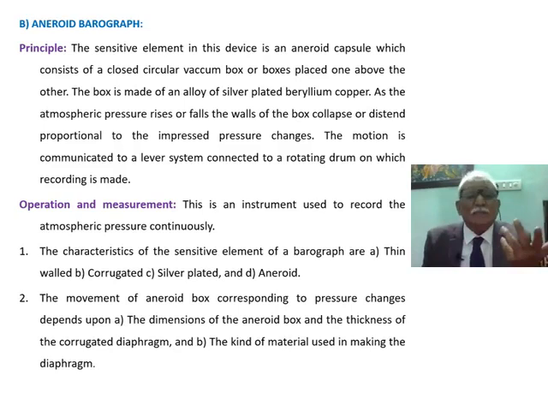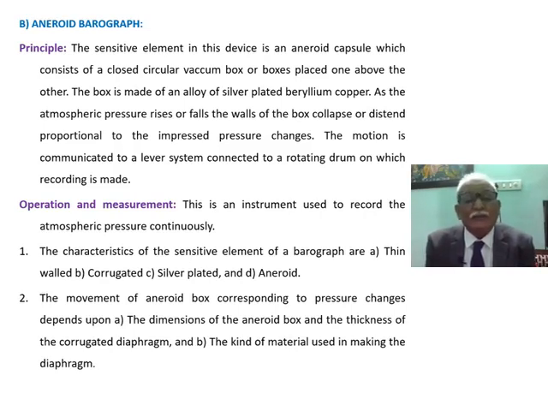So this is the principle. What I explained to you is the principle. Now, the sensitive element in this device is the aneroid capsule, which consists of a closed circular vacuum box or boxes, like carom coins, you know, right? Each one is made up of an alloy of silver plated beryllium copper.